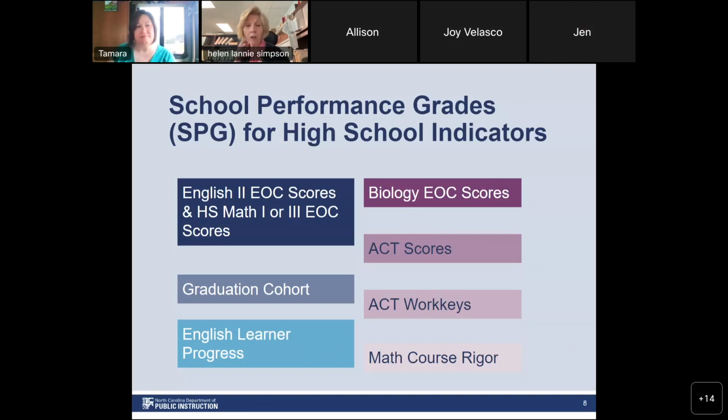And if you are serving at a high school, you may well know that English learner progress is one of 7 indicators that funnel into the 80% proficiency score. And we will drill down into EL progress here in just a minute.